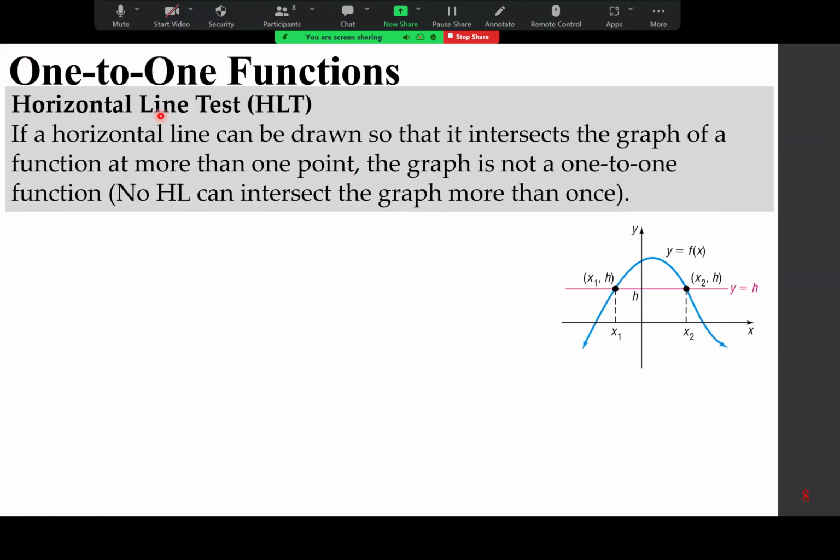One-to-one function, HLT, horizontal line test: if a horizontal line can be drawn so that it intersects the graph of a function at more than one point, the graph is not a one-to-one function. No horizontal line can intersect the graph more than once. For example, right here, you see this horizontal line crosses the graph at 2 points. Therefore, it fails to be a one-to-one function.